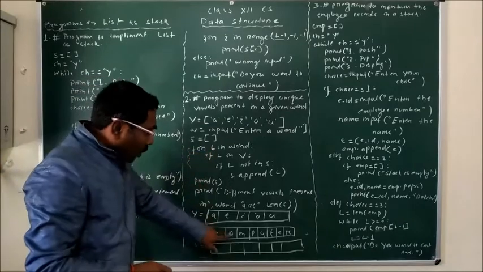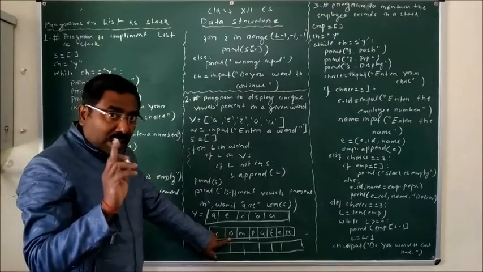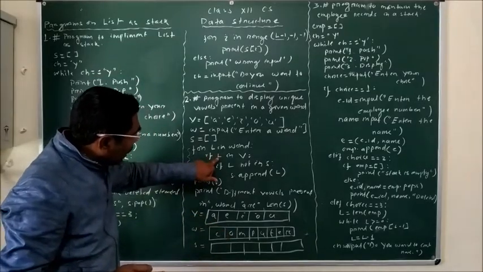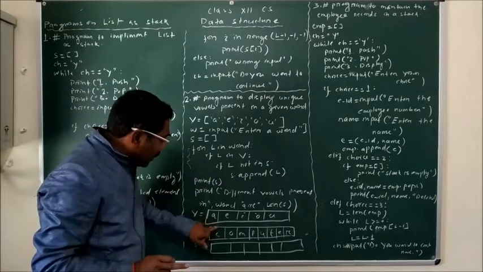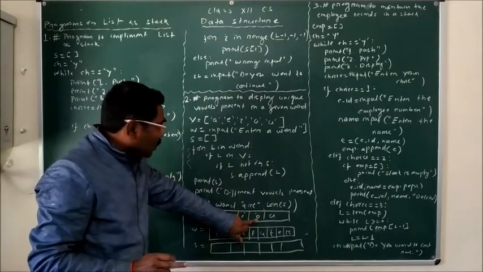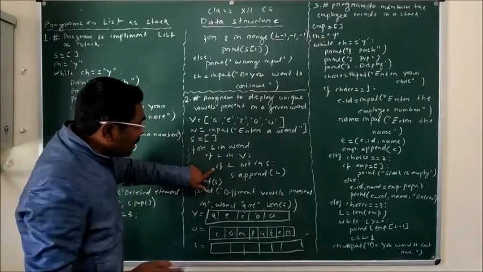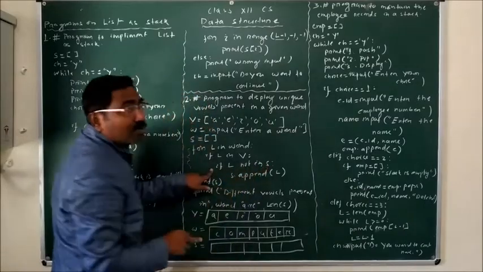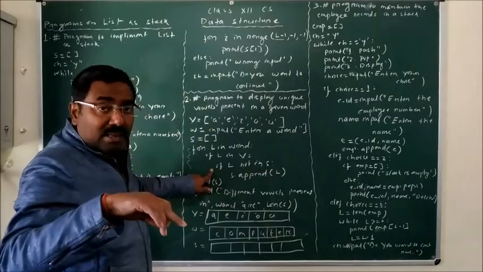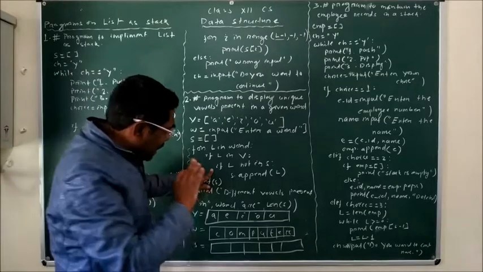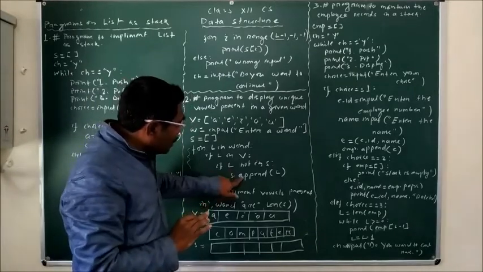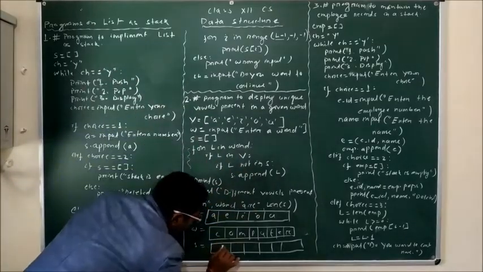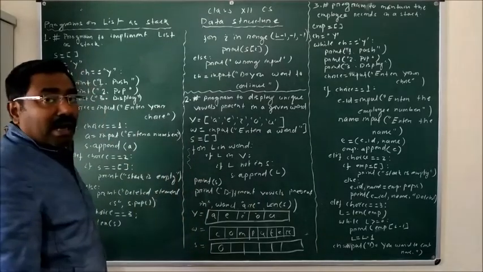Now L becomes O. Clear? So again it will check if L in V, that means O in V. Yes, it is present in V, so this condition is satisfied and this statement will execute. In this statement what happens? L not in S, that means whether O was previously stored in S or not. In this case O is not stored, so S dot append L. Now L is O, so O will be appended to the stack.